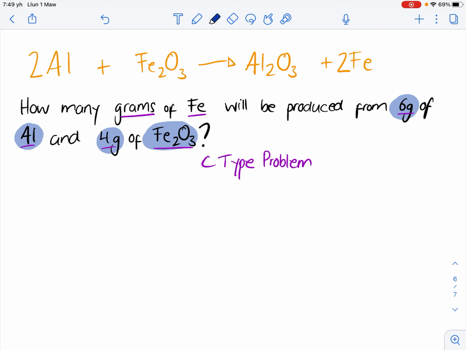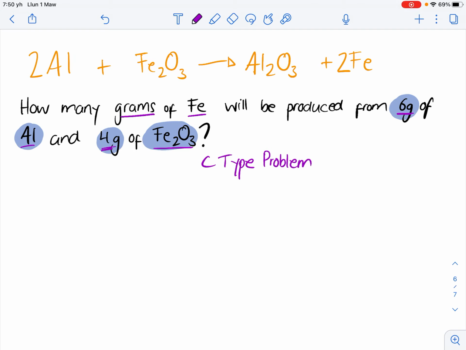Now, that's a bit of a problem, because how do I know which of these two masses I should use to work out the answer to the question? How many grams of iron will be produced? I can guarantee you that if you base all of your calculations on, for example, the mass of aluminium, which is 6 grams, you're going to get one answer. And if you work out the grams of iron that will be produced from 4 grams of iron oxide, you're going to get a very different answer.